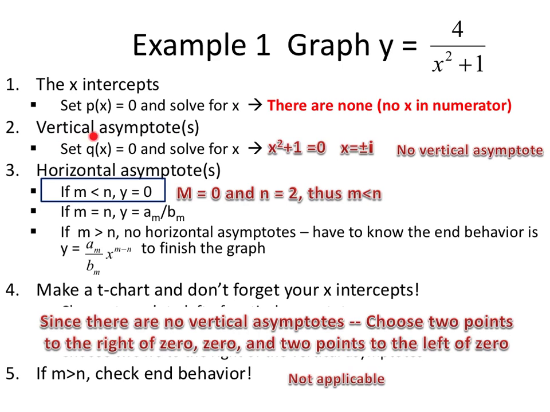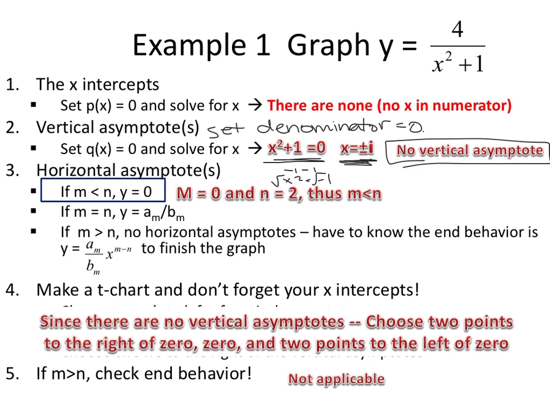Then we do the vertical asymptote. So we're going to set the denominator equal to 0, which is what I did here, and we're going to solve. So I'm going to subtract 1 from both sides, take the square root, and when you take the square root of -1, remember you get plus or minus i. Anytime it's imaginary, that means that there are no vertical asymptotes. So there will be no vertical asymptotes, which we'll address a little bit later.